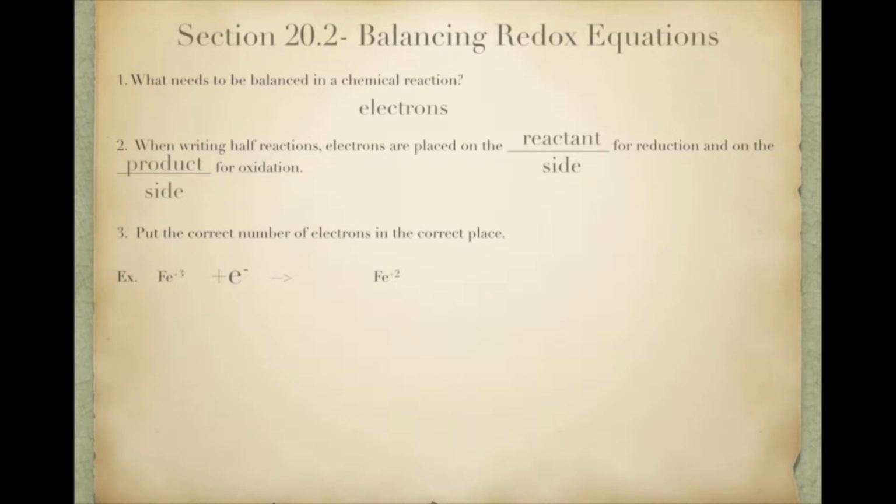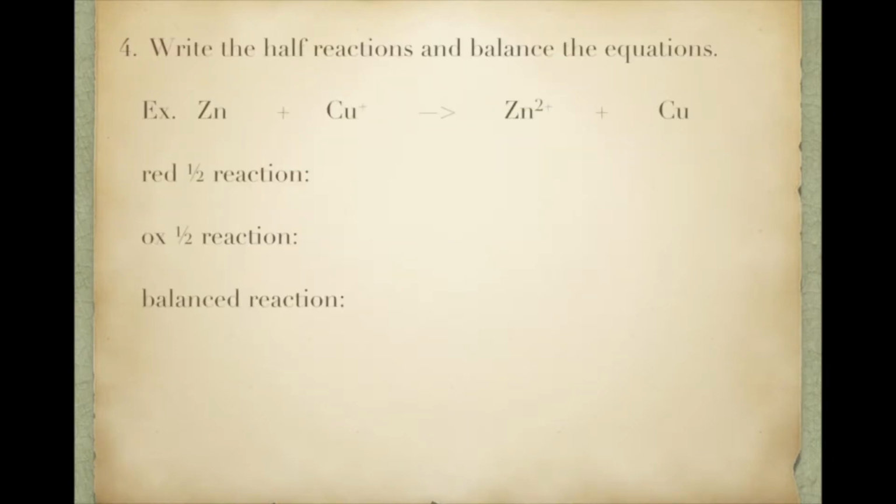So not too bad. Well, here comes the issue. What if each atom doesn't necessarily gain and lose the same amount? When we're balancing redox reactions, we have to make sure that the number of electrons that are gained equals the number of electrons that are lost, and this is how we do it.